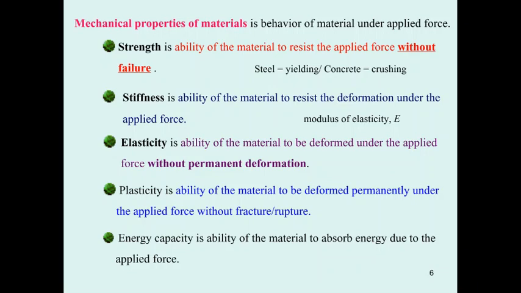By this example, a material that has large plasticity can absorb more energy. So the definition of energy capacity is the ability of a material to absorb energy during the applied force. And we have two types of energy capacity. One is the modulus of resilience, okay, and another one is the modulus of rupture. You may go to chapter 3 of the mechanics of materials. You can see that.